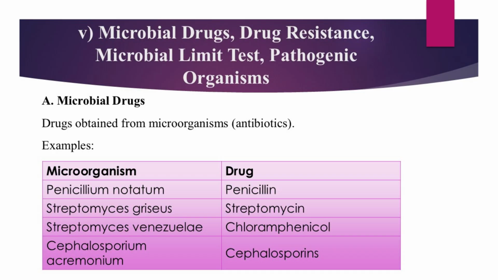This slide covers 4 main topics: microbial drugs, drug resistance, microbial limit test, and pathogenic organisms. The section on microbial drugs defines them as antibiotics obtained from microorganisms. Key examples include the microorganism Penicillium notatum produces the drug penicillin. Streptomyces griseus produces streptomycin. Streptomyces venezuelae produces chloramphenicol. And Cephalosporium acremonium produces cephalosporins.